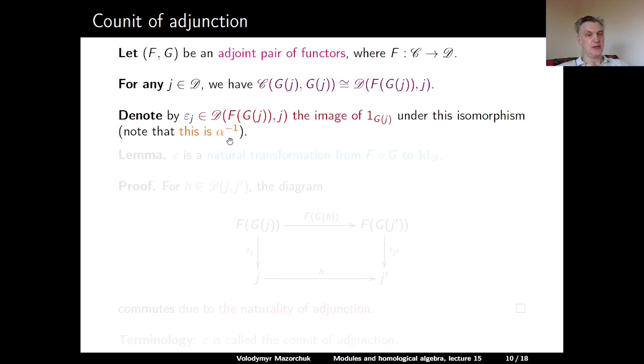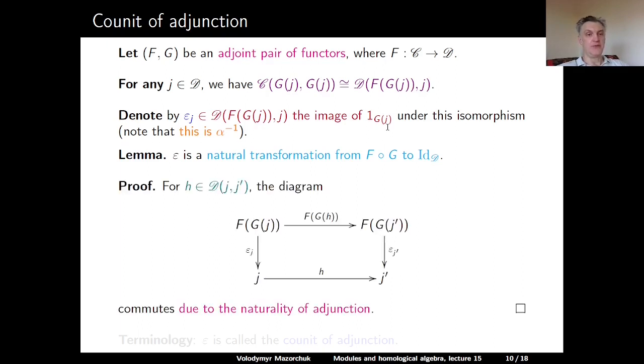Note that here we apply the inverse of alpha. Alpha goes from D something to C something, and here we go back. So to get epsilon J, we should apply alpha inverse to the identity at G of J. Similarly to the previous slide, this epsilon is in fact a natural transformation from the composition of F after G to the identity on D.